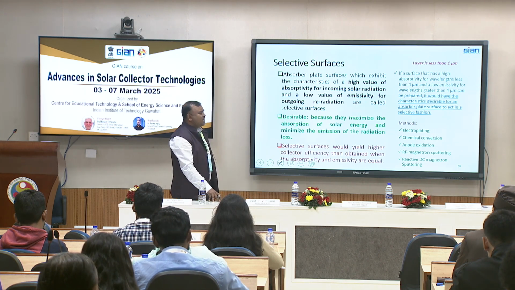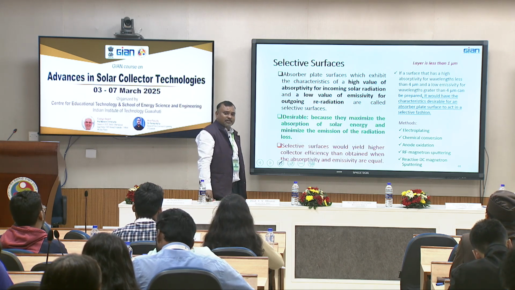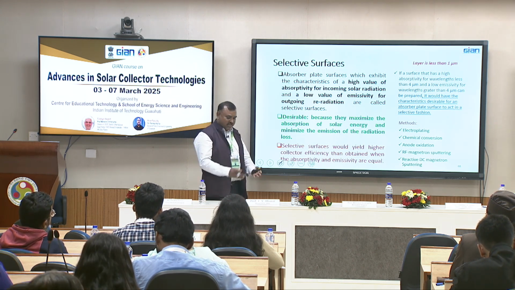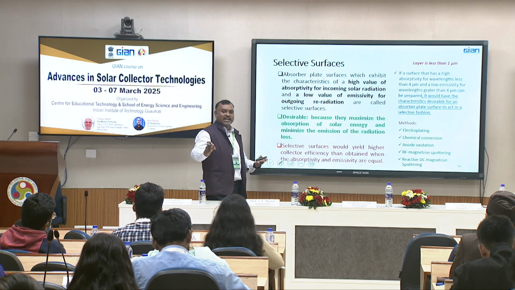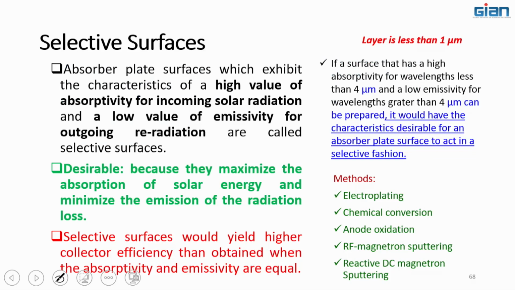Selective surfaces are a very interesting material. If you search on Google or maybe Science Direct, you will get a lot of papers on these selective surfaces, because it is some kind of layers you are laying over an absorber plate, and you are increasing the efficiency of the system, okay. So, an absorber plate surface exhibits the characteristics of high absorptivity for incoming solar radiation and low emissivity for outgoing radiation, okay. These characteristics must be there.